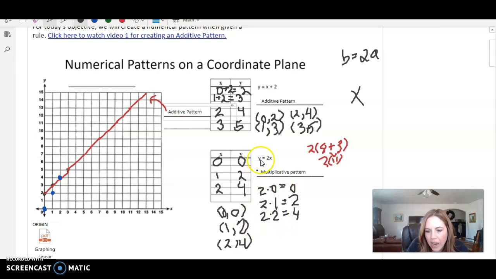So in order to do that, I need to plug in another number for x and see what y will be. So let's say if x is 3, let's figure out what y will be. I'm going to use my rule, 2 times my x, which is going to be 3. So that would be 2 times 3 is 6. So when x is 3, y is 6. I'm going to make that an ordered pair right here.